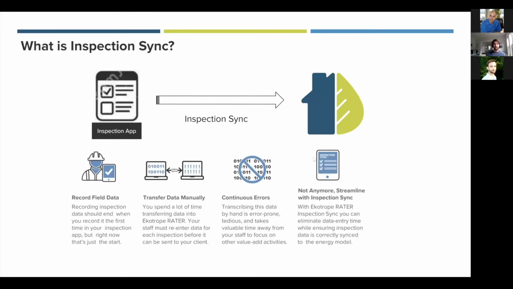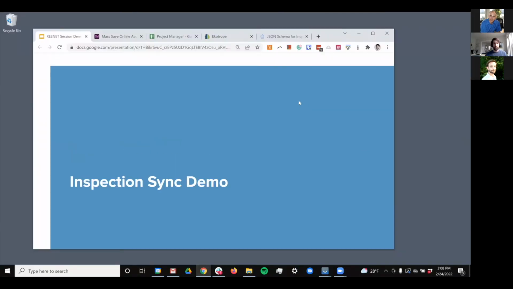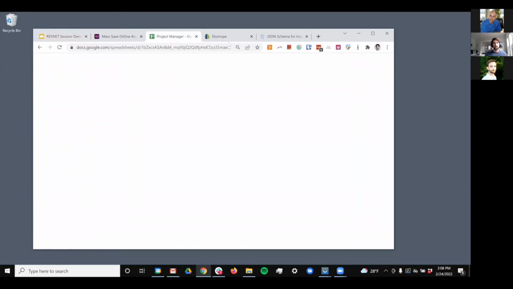So you may think, what exactly is Inspection Sync? Inspection Sync is the connection between your inspection app and Ekotrope. It's the process of sending data from your inspection app to Ekotrope. It's not an inspection app. It's just the connection. But it's not just a connection. It enables all of those good benefits that we were talking about. So I'm going to show you quickly what this looks like. I've mocked up a set of tools here.